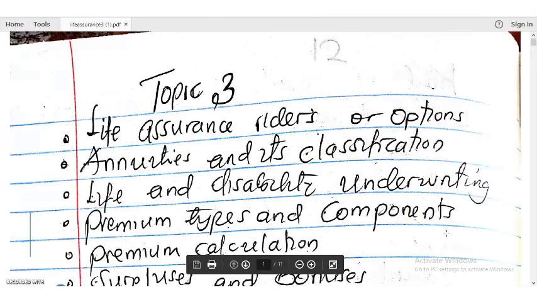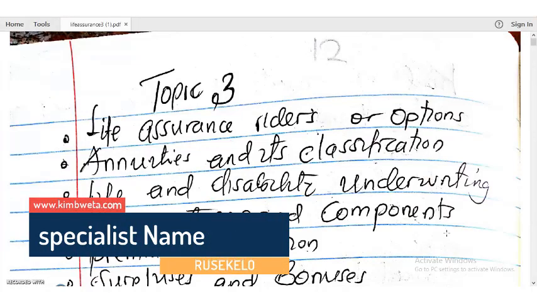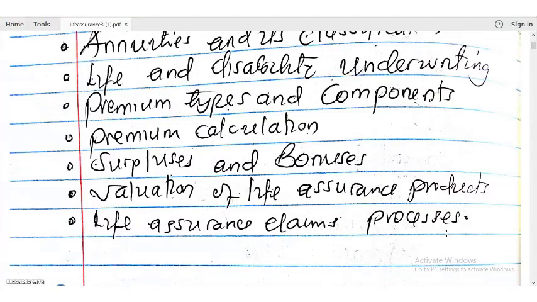Options are riders and their suspension, life and disability and the right premium types and the components, premium computation, surplus and bonuses. As well as the valuation of life assurance products and the rest is life assurance claims processes.